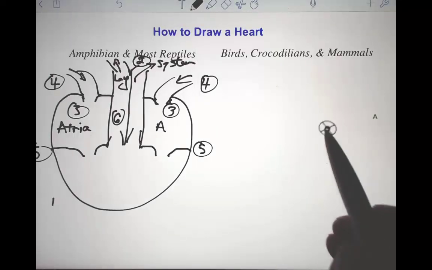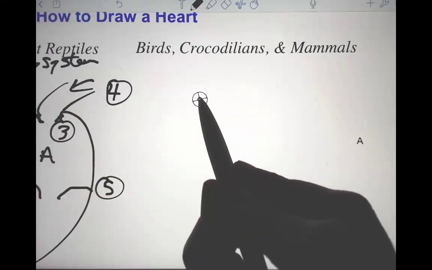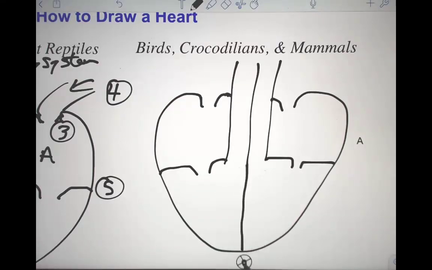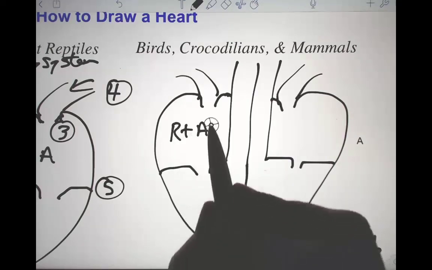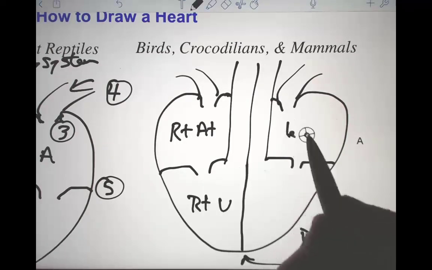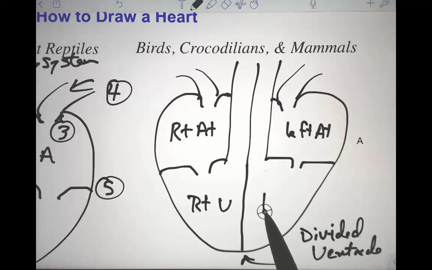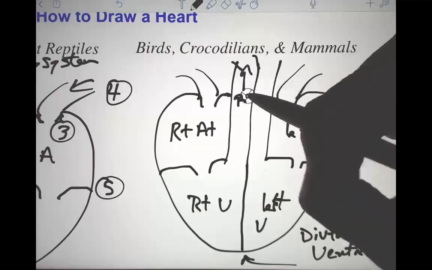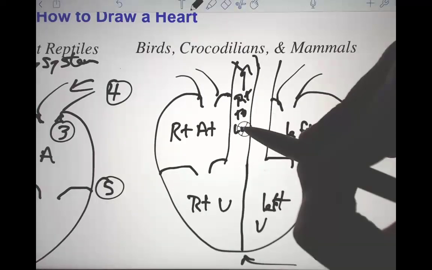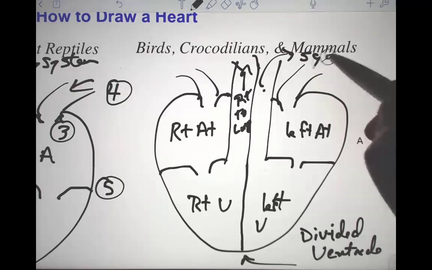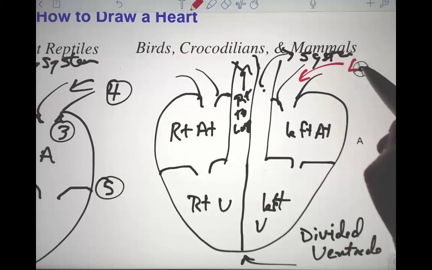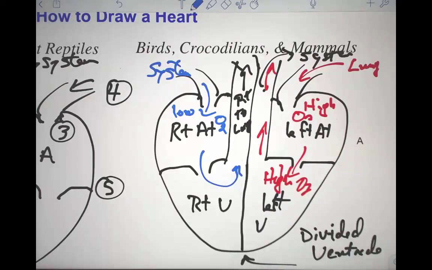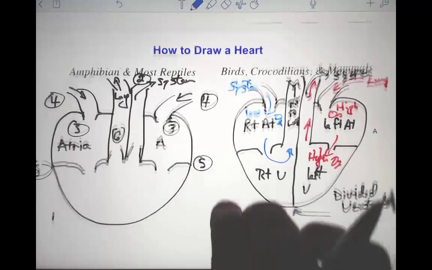For birds, crocodilians, and mammals, start exactly the same way, but the difference is a divided ventricle. The right atrium, the right ventricle, the left atrium, the left ventricle, and a way to recall where it's going: right to lung, and the left then to the system. The blood coming in is from the lung, and so that low oxygen blood is going to the lung. Okay, so that's how to draw a heart.